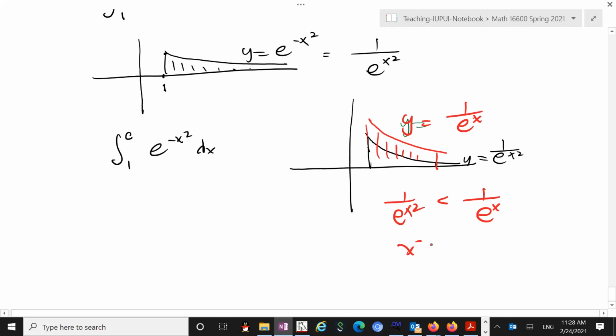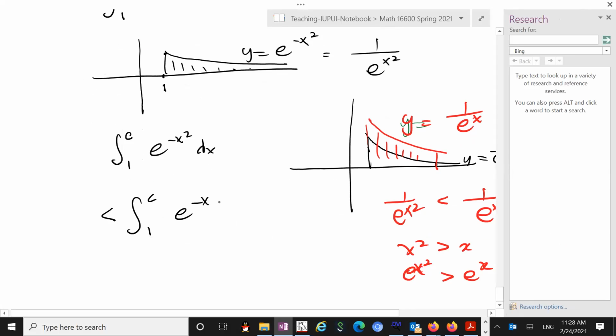Just because x squared is greater than x, as x is greater than 1. So that's why e to the x squared is greater than e to the x. And that's why 1 over e to the x squared is less than 1 over e to the x. Okay, so great. So that's why this is going to be less than the integral from 1 to c of e to the negative x dx.